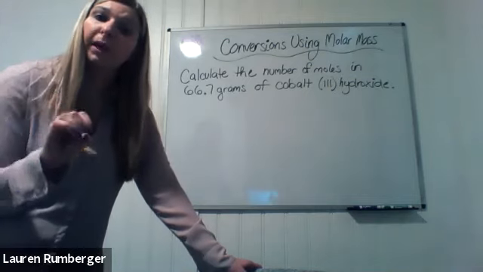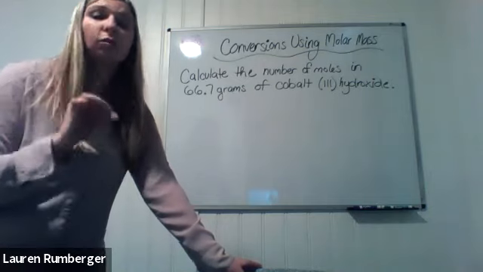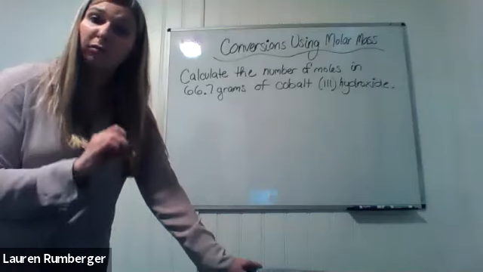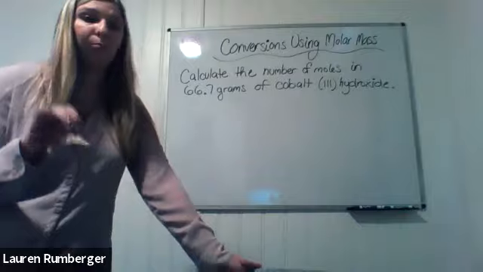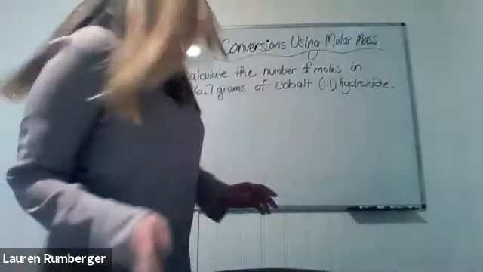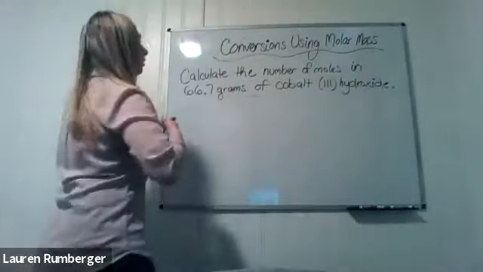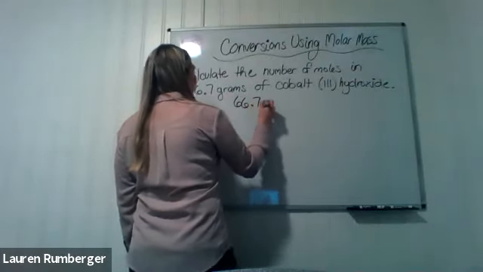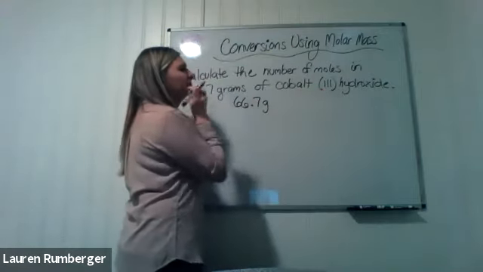What relates grams and moles? Molar mass. So before we can do the direct conversion, we need to recognize the chemical formula of the substance and calculate its molar mass. Okay, so let's begin. So our goal is to convert 66.7 grams of cobalt-3 hydroxide.